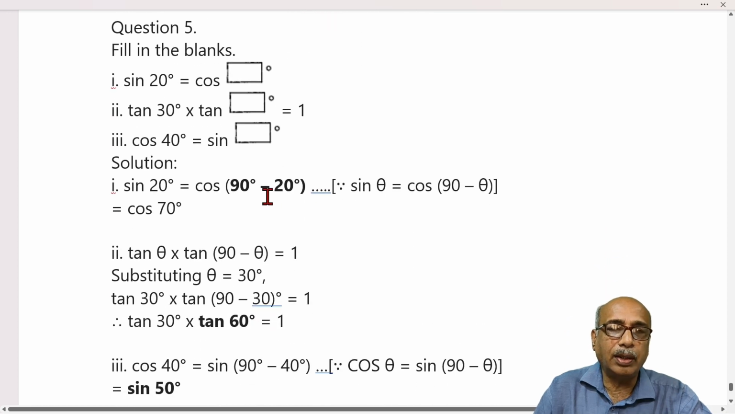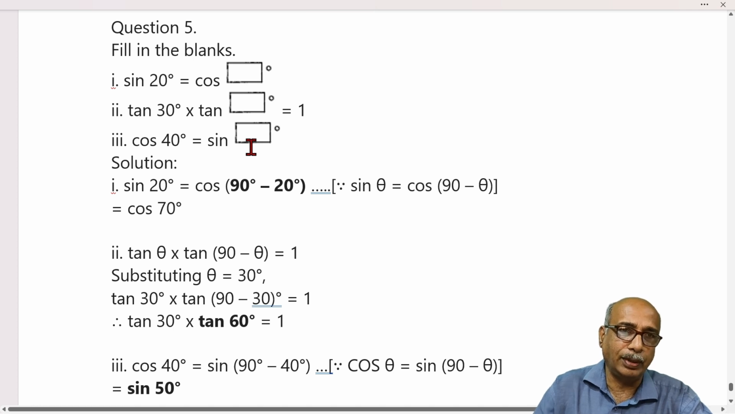Next question is given, fill in the blanks. This is known as activity type. Boxes are given. Don't forget to draw the boxes for the activity. So sin theta equals cos (90 minus theta). So here sin 20 degree equals cos (90 minus 20) degree equals cos 70 degree.